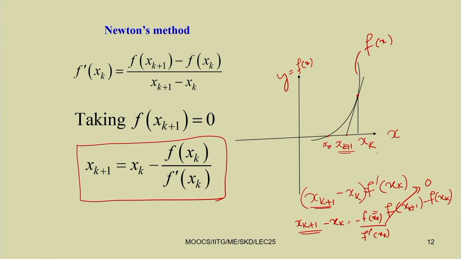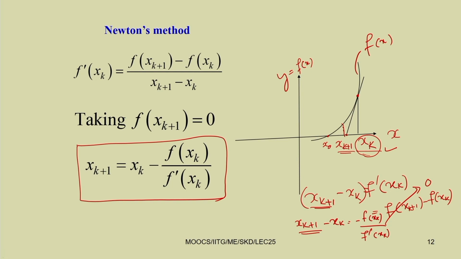So, taking x k as the initial point, we can find the next point x k plus 1, which is equal to x k minus f x k by f dash x k. If the guess point is very accurate, if we are taking a guess point properly, then we can come to the root very quickly. For example, this is the next point.